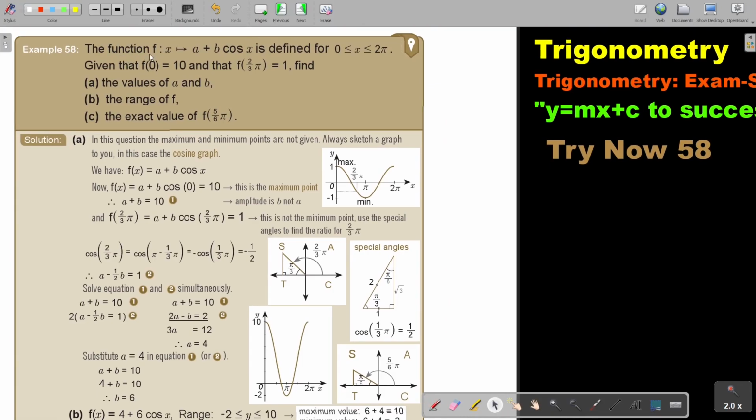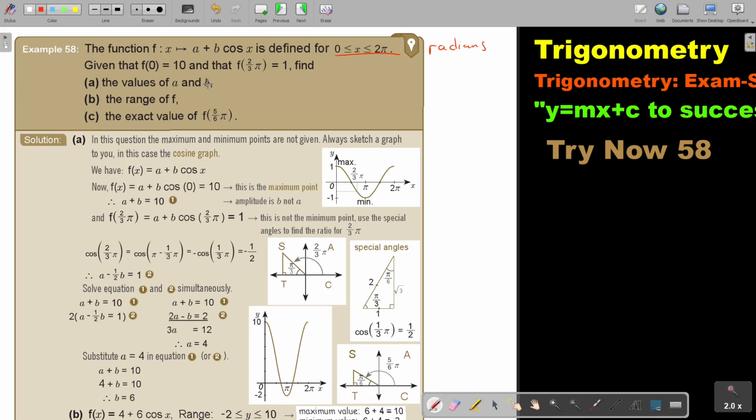The function, okay, this is mapping notation, f(x) = a + b cos x, is defined between 0 and 2 pi, so we just work in radians. As soon as you see that, your brain just goes to radians. Now, given that f(0), so x is 0, is equal to 10, and when x is 2 thirds pi, f is equal to 1. Find the values of a and b.